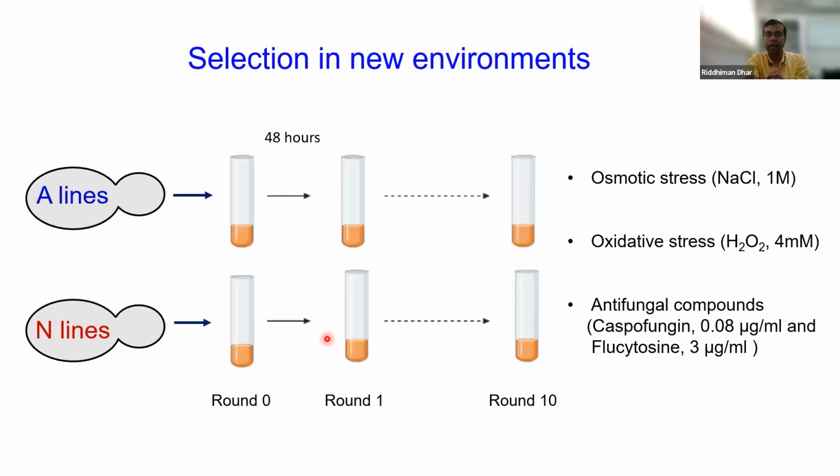So to test that, what we did is we took those A lines and N lines, and exposed them to these stress environments, the same stress environments that we used earlier. We let these cells grow for 48 hours and then transferred them to fresh medium, again containing the stress. We did this for all 6 lines and for about 10 rounds.